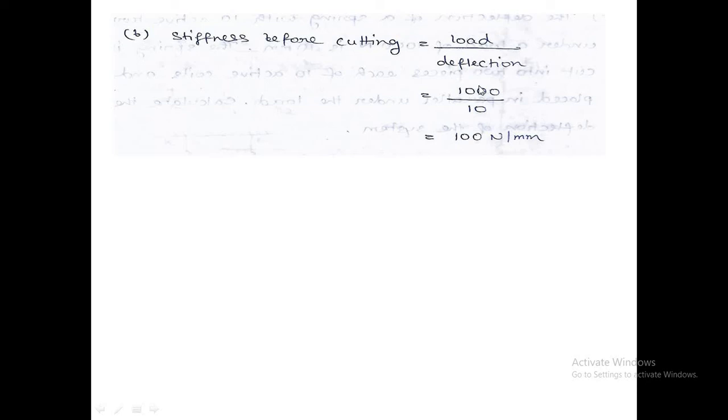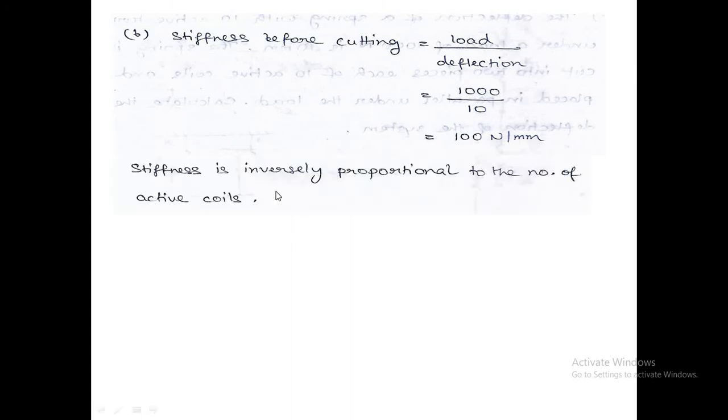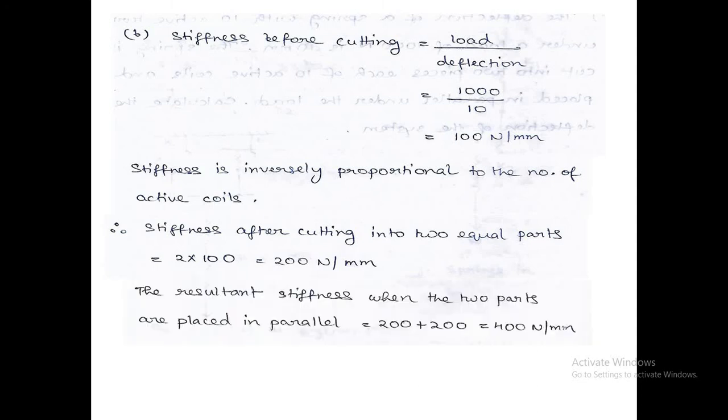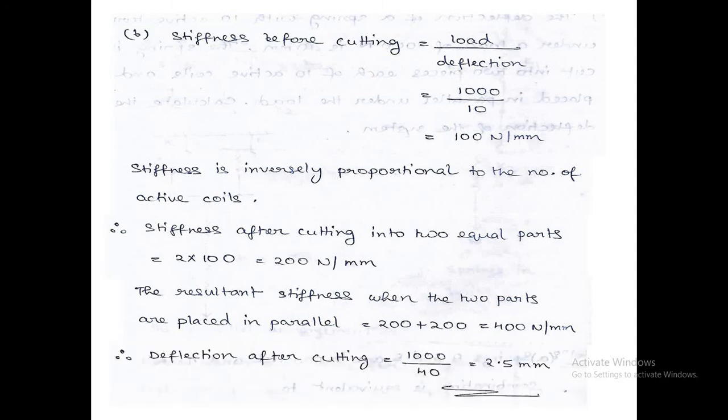Next, for part B, we need to find the stiffness before cutting, which will be equal to load by deflection, that is 1000 by 10 equal to 100 newton per millimeter. Stiffness is inversely proportional to the number of active coils. Therefore, the stiffness after cutting into two equal parts will be equal to 2 into 100, so it will be 200 newton per millimeter. And the resultant stiffness when the two parts are placed in parallel will be 200 plus 200, which is 400 newton per mm. So the deflection after cutting will be 1000 divided by 400, which will be equal to 2.5 millimeter.